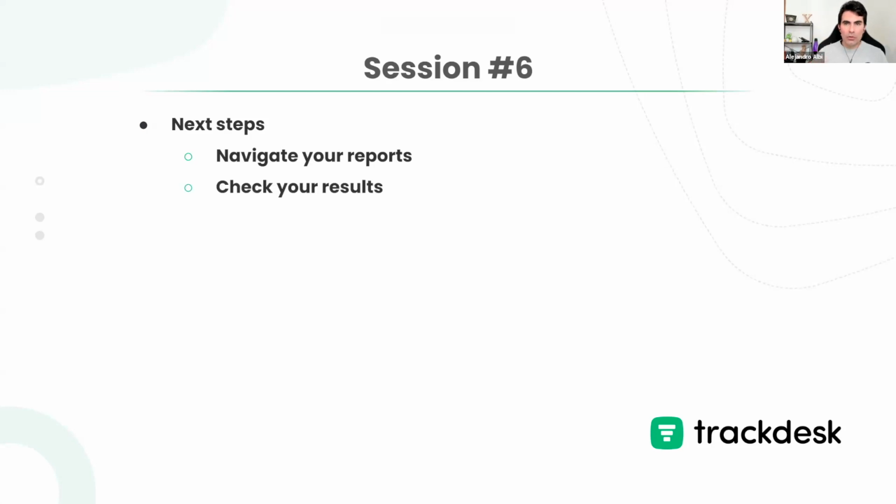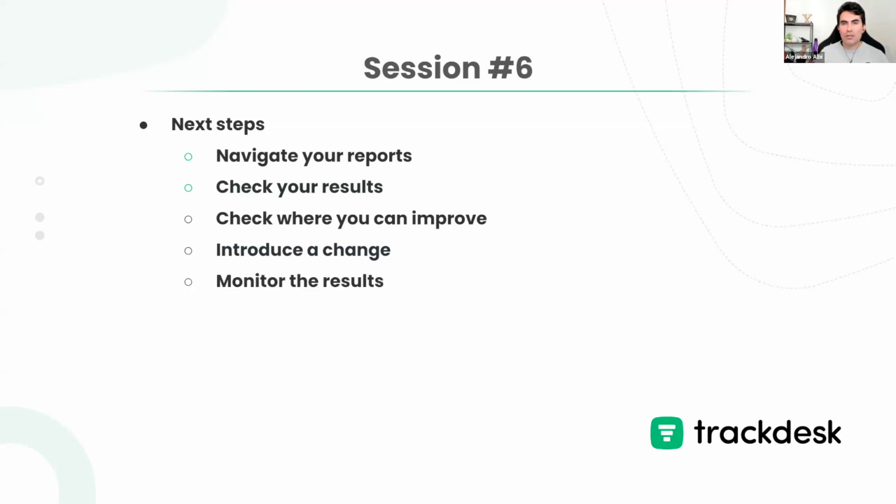Then you check your results. Am I selling or not? Based on that, you can make some decisions like, okay, I need to test everything. I need to create better marketing materials. So you can check where you can improve. If you have low and low, you know which points you have to check first. Introduce a change and then start monitoring that change over time. And pivot and try again.